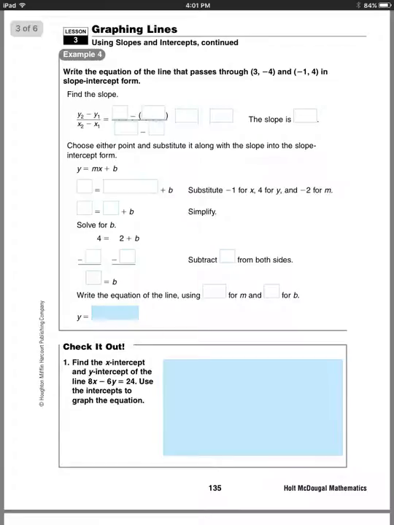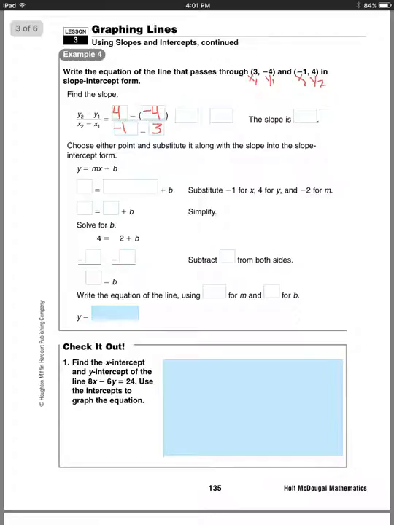Write the equation of the line that passes through (3, -4) and (-1, 4) in slope-intercept form. The first thing we have to do with this is find the slope. So we're going to use our equation y2 minus y1 over x2 minus x1, and we're going to label our coordinates x1, y1, x2, y2. Okay? So our y2 is 4 minus our y1, which is -4. Our x2 is -1 minus our x1, which is 3.